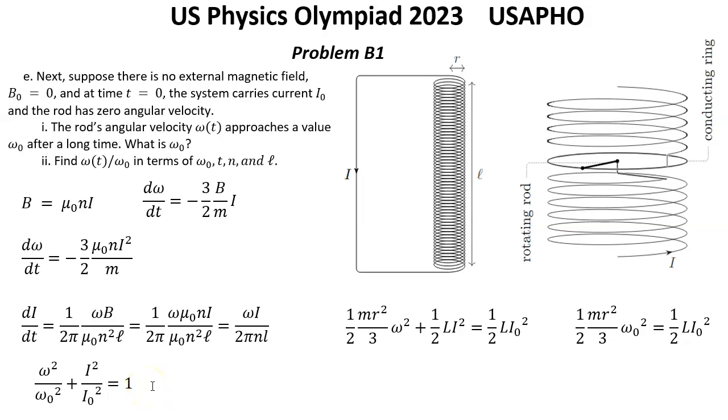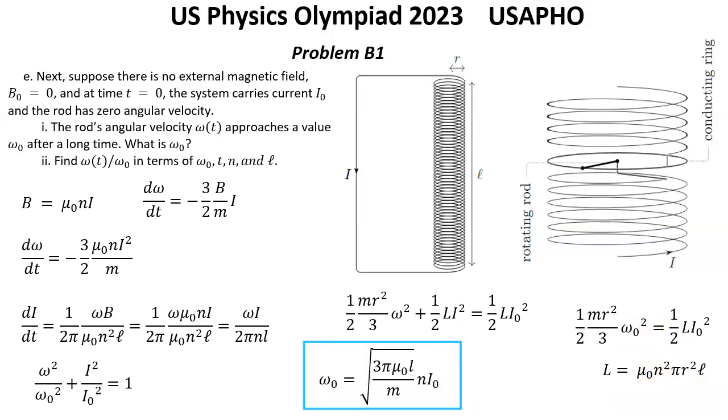Omega squared over omega 0 squared plus I squared over I0 squared equals 1. Here we can use the expression for inductance. Inductance for a solenoid was mu0 n squared pi r squared L. Now, using this expression and this expression, we can find what omega 0 is. Omega 0 will be this expression, which is the solution for question 1 of part E.